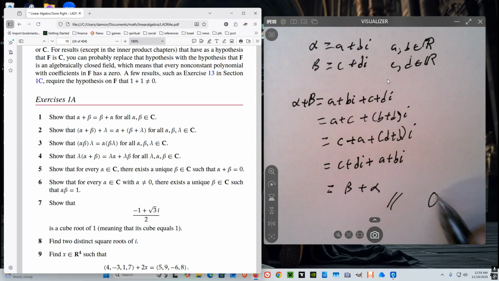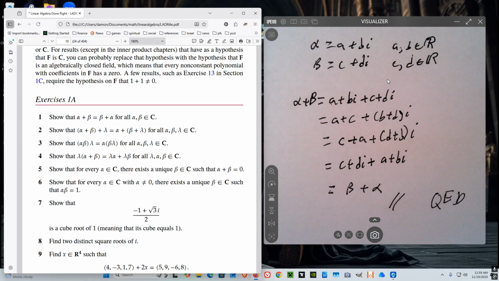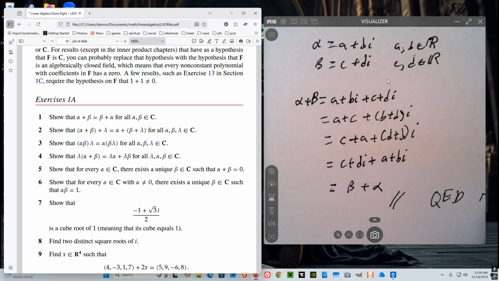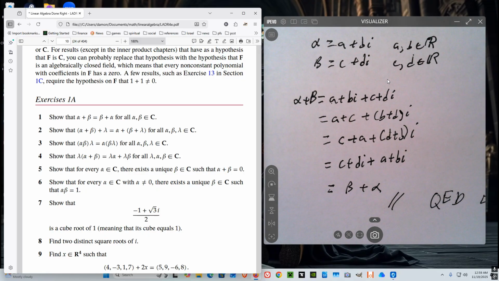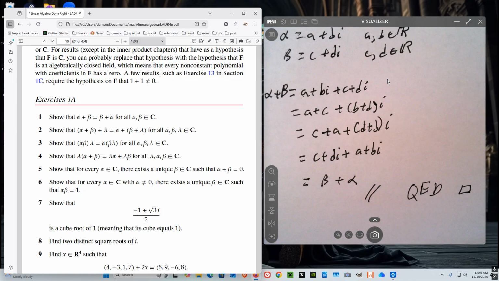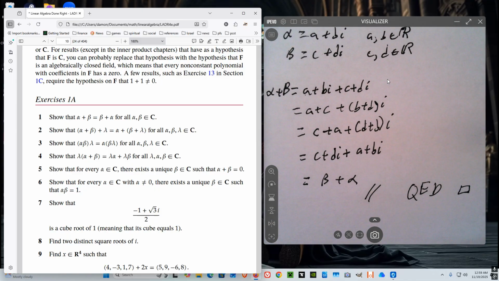I don't know, QED, whatever. The, what is it, the Halmos symbol? Whatever. However you want to end. So that shows that alpha plus beta equals beta plus alpha. And that's all I'm going to do. I already did like 2 problems. I just wanted to get a little bit into this book, and maybe we'll do more later if we're interested. Thank you.